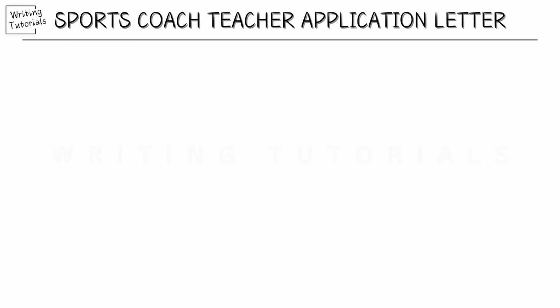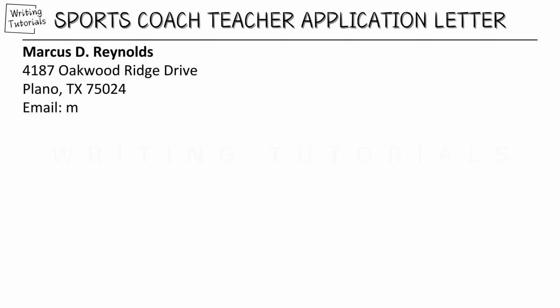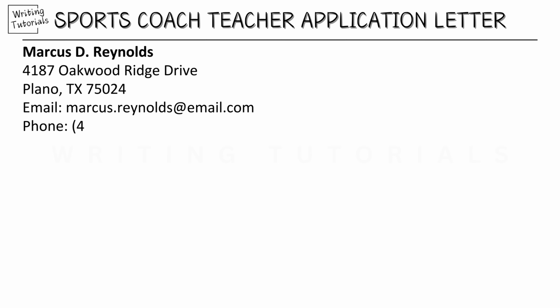Now let's go through the letter step by step. We begin with the sender's information. This includes your full name, home address, email address, and phone number. When writing this part, always use a professional email address and a phone number where you can easily be reached. This section is important because it allows the hiring manager to contact you without confusion. It also shows that you understand formal letter structure and take the application process seriously.